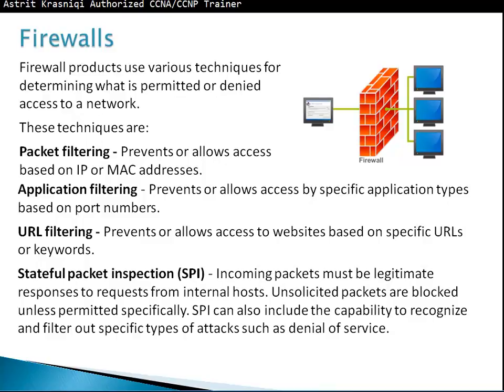Incoming packets from outside must be legitimate responses to requests from the internal host. So all the packets that come from outside need to be initiated or started from the internal host. Unsolicited packets are blocked unless permitted specifically. So anything that comes from outside but hasn't started from inside your network is going to be blocked. SPI can also include the capability to recognize and filter out specific types of attacks, such as denial of service.